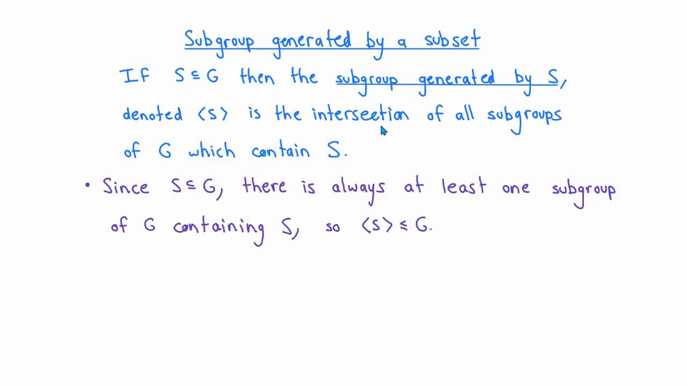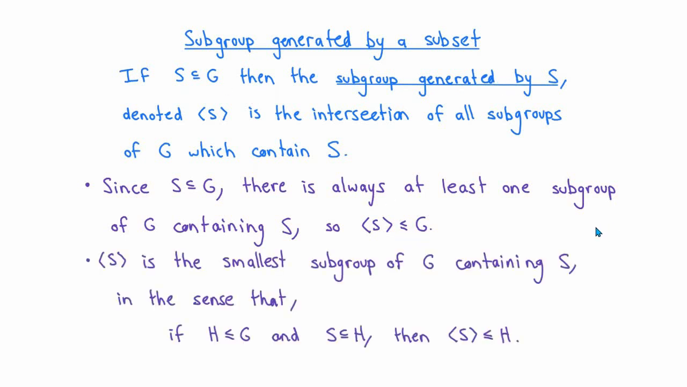So the intersection in this definition is an intersection of a non-empty collection of subgroups of G, which we know by the fact that we just mentioned is going to produce another subgroup of G. So as the name indicates, the subgroup generated by a subset of G is always a subgroup of G.